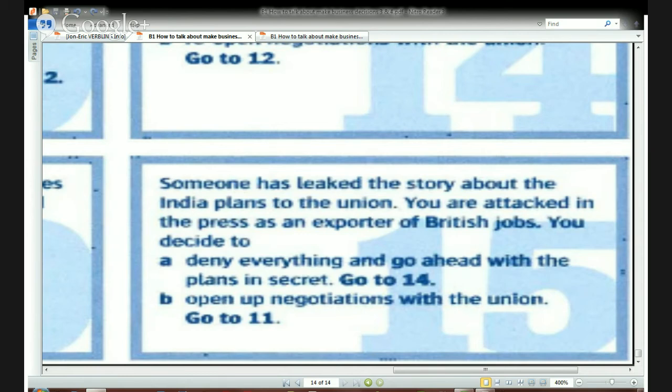Deny everything and go ahead with the plans in secret. B, open up negotiations with the union. Monica, do you understand what they mean here by the word union? Is that clear? What union is? United Kingdom, UK. No. Union here is the syndicate of workers. The bank workers' union, the syndicate.